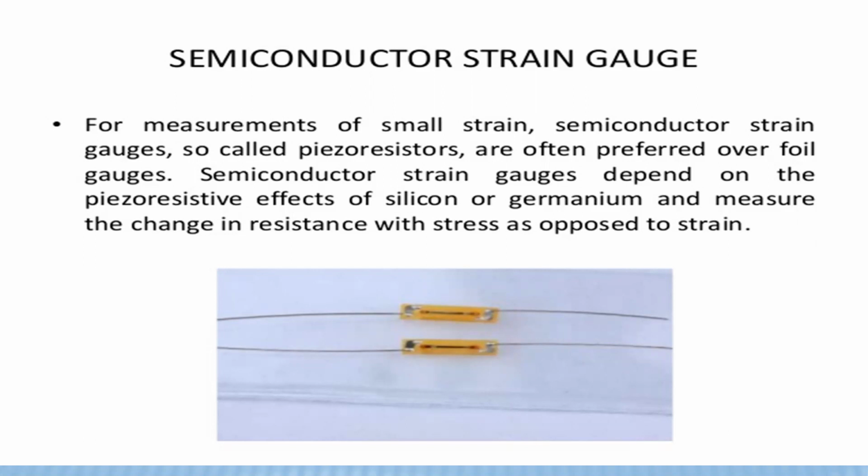Semiconductor strain gauges depend upon the piezoresistive effects of silicon or germanium and measure the change in resistance with stress as opposed to strain. So whenever we apply stresses or strains on that body, it is elongated and automatically the resistance is also changed. Whenever the resistance is changed, the stress and strain are calculated using this semiconductor strain gauge.